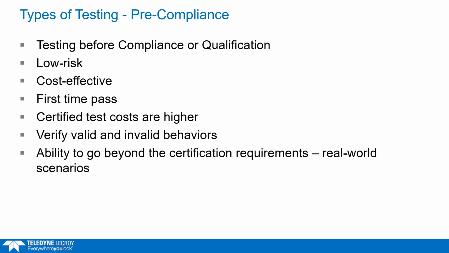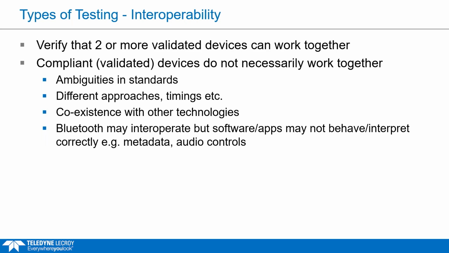And you're testing for both valid behavior, so conformity to the Bluetooth standard in this case, and invalid behavior, so checking that the product can handle incorrect messages and unknown states. You also have the ability to go, in pre-compliance, above and beyond the qualification requirements and cover real-world scenarios. Then interoperability is the next step.